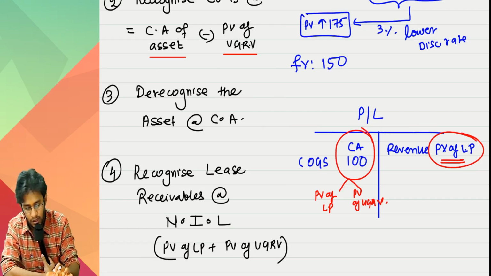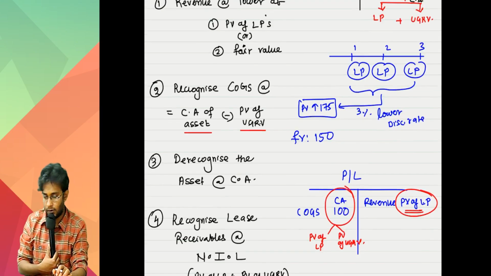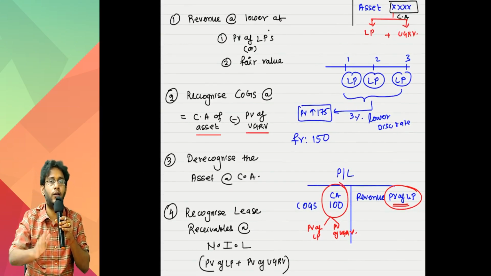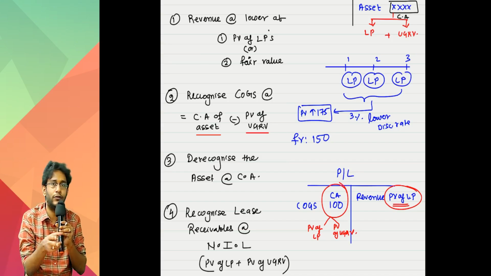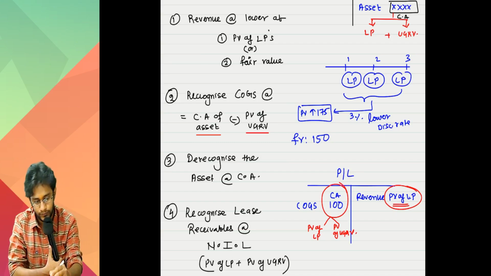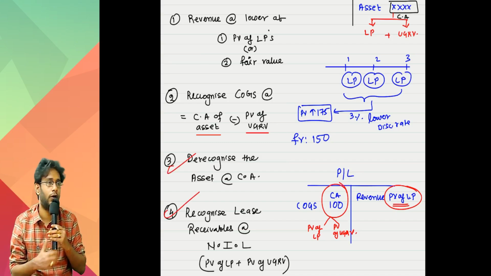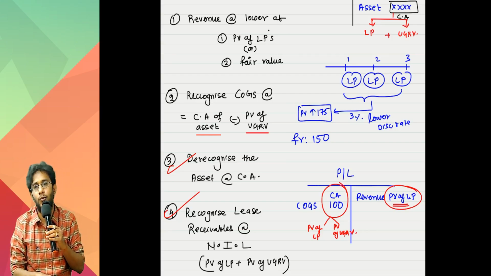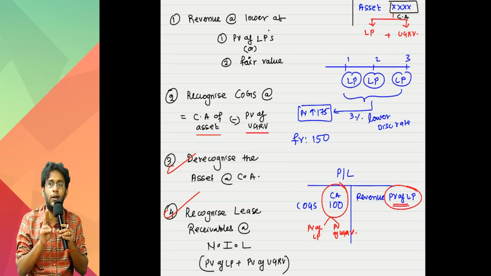Tell me, sir, out of these 4 points, 2 points are there which you already know, and 2 points are there which you have to expressly remember in this case. Tell me, which points you already know? 3 and 4 you already know. Lease receivables must be recognized at NIL. Asset must be removed at carrying amount. These 2 points we have already established in finance lease accounting.